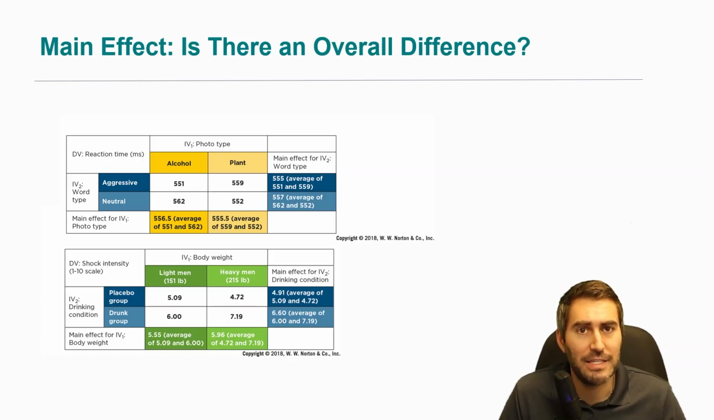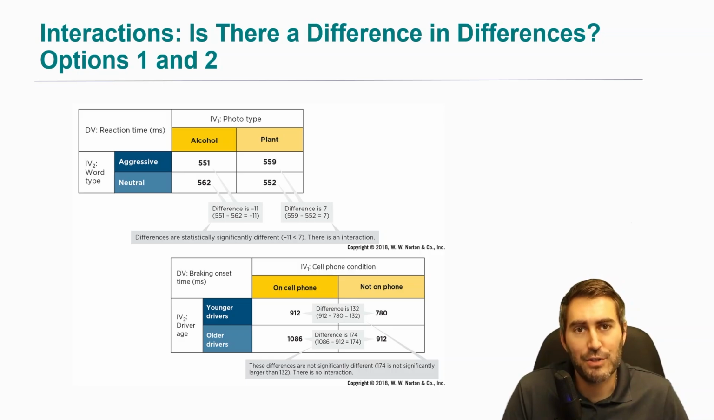Remember, a main effect equals an overall effect. Calling something the main effect doesn't mean it's the most important effect. It simply means that it's an overall effect of one independent variable at a time. When you have a factorial design with two independent variables, there will be one interaction effect to look for. This is the interaction between the two independent variables.